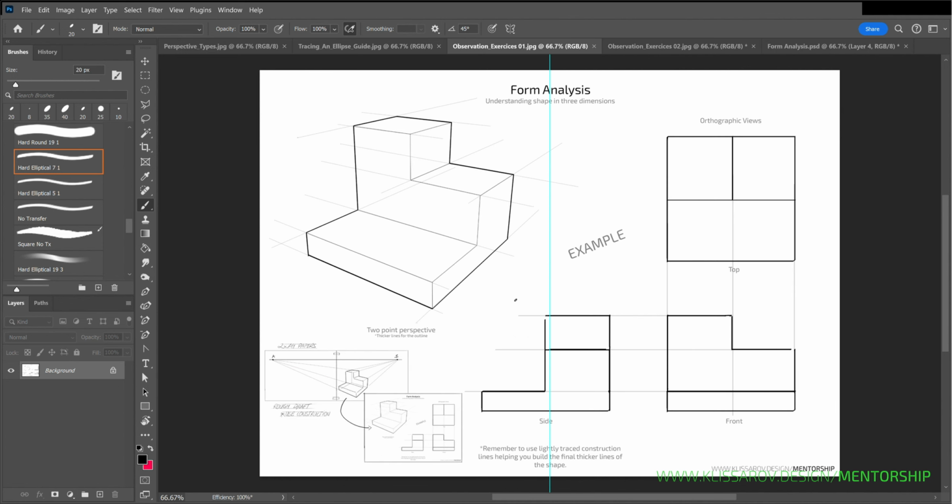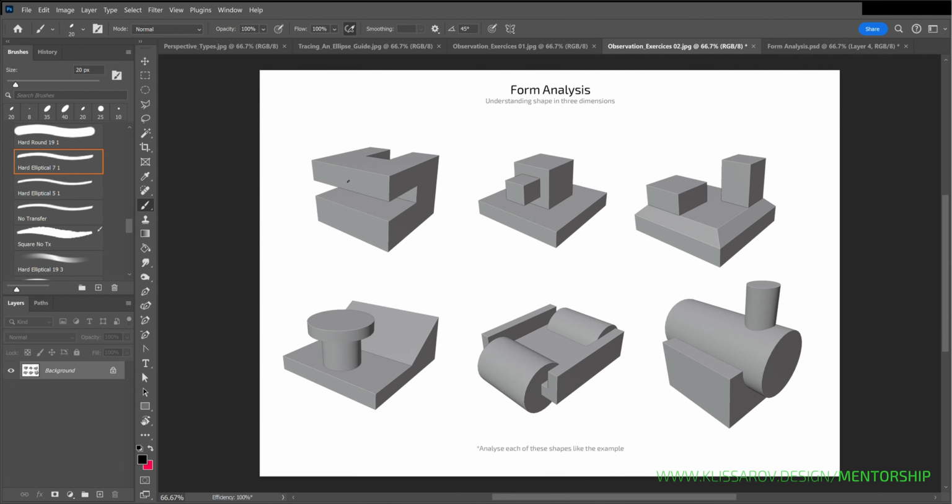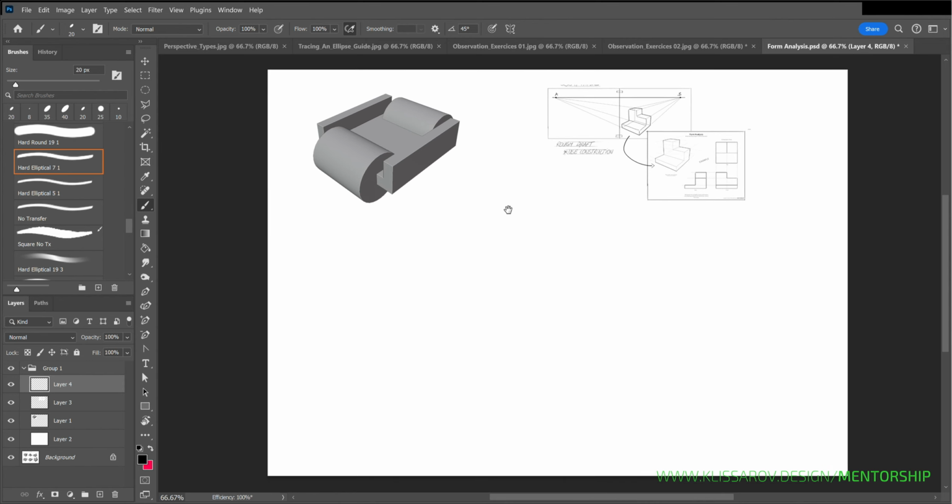And of course, one of my exercises is to analyze the form and reproduce it in perspective, in order to practice perspective, and also do the orthographic views. The objective is simply to better understand shape and better express it. So I generally give shapes like that, and then we work them out in different perspective and orthographic views.